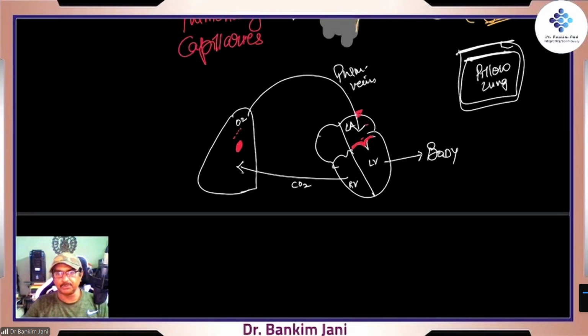If anything happens to this entire circuit, either the pulmonary vein is affected, but the pulmonary vein is usually not affected because it has to travel a very short distance. The biggest culprit is the mitral valve. If it is normal, the blood will easily go from the left atrium to the left ventricle and life is good. From the left ventricle, it goes to the body.